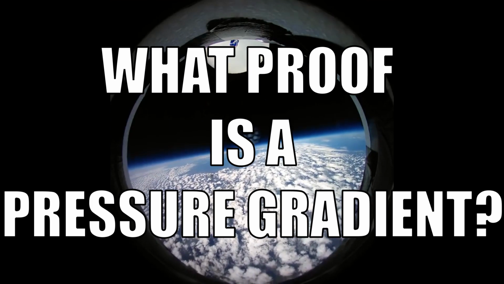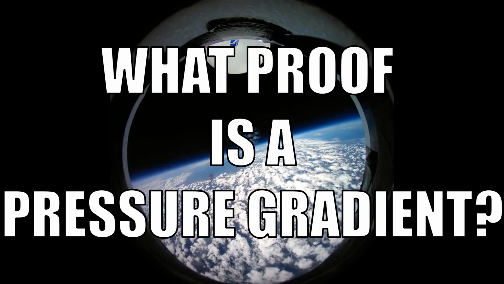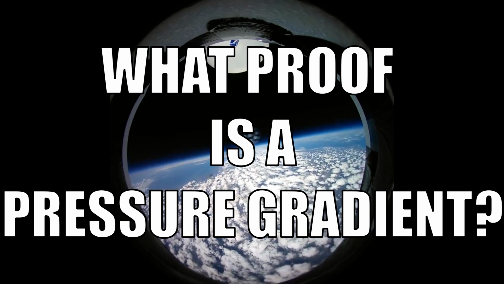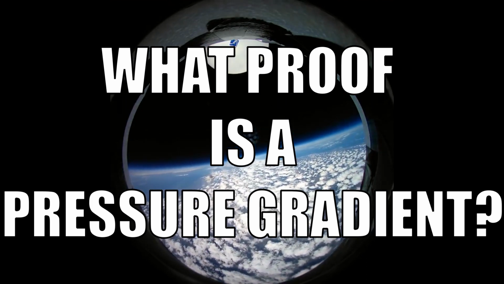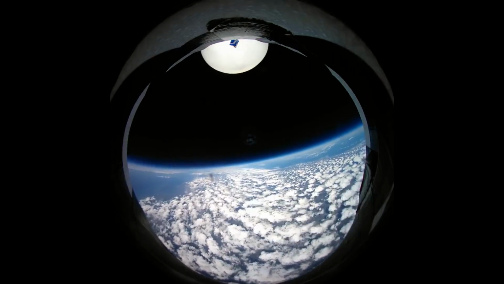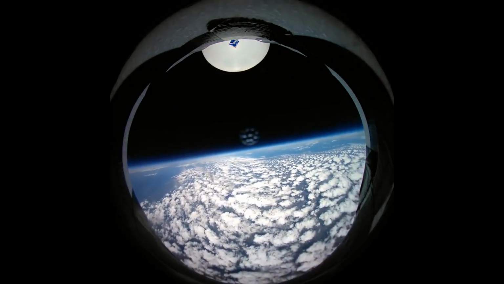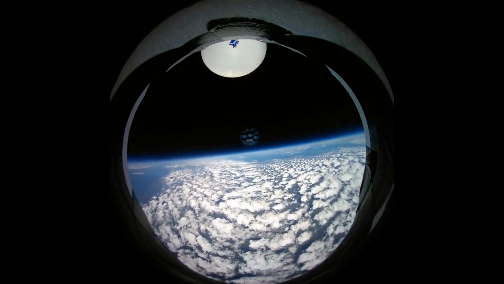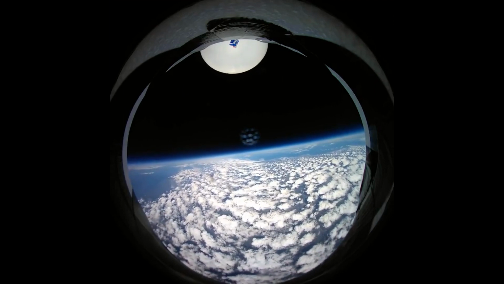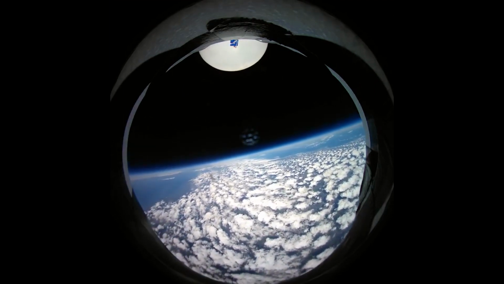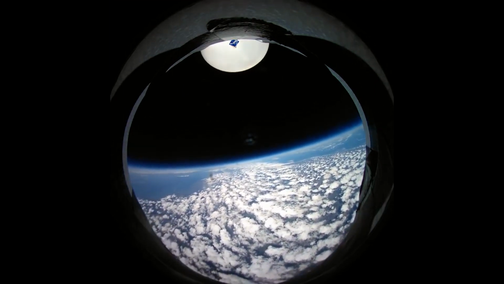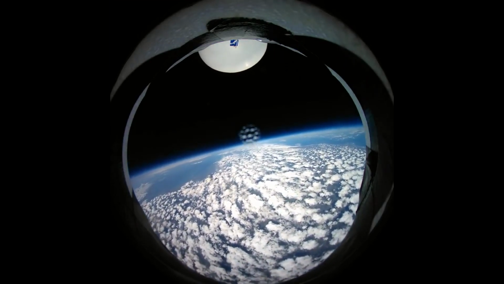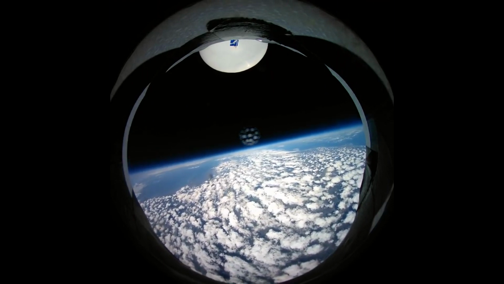The air above us and the water having a pressure gradient is often used as an argument against the flat Earth or some kind of proof of gravity. It's assumed that this force of gravity is required for a pressure gradient, and so it's often cited as proof that we live on a globe. But is having a pressure gradient really an argument for living on a spherical Earth?